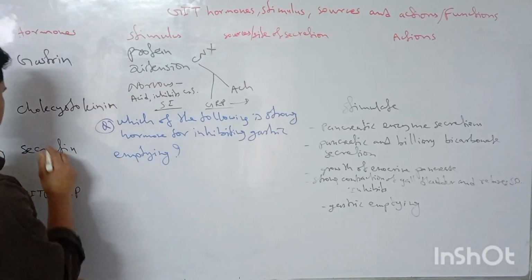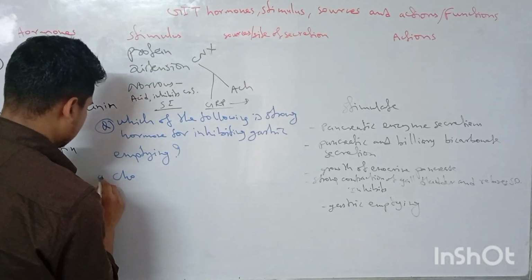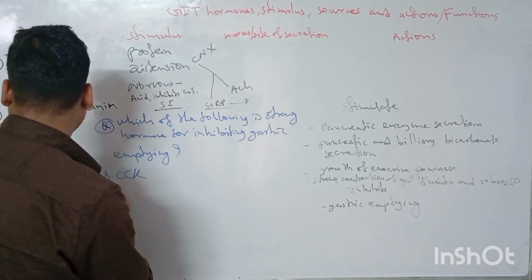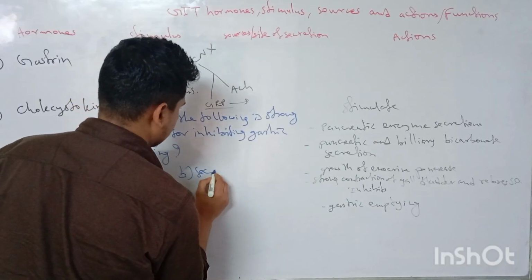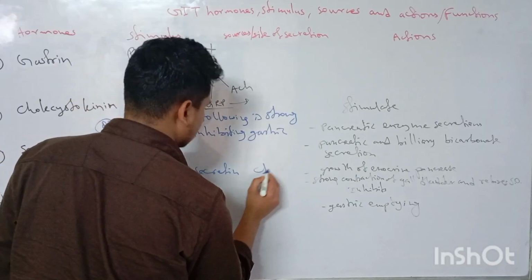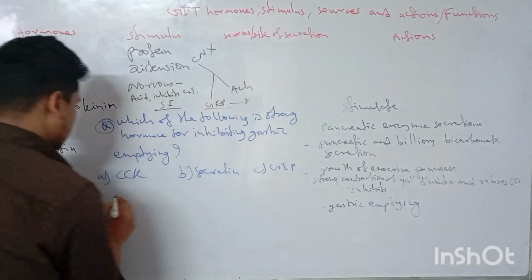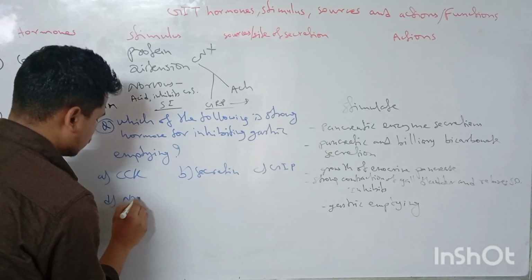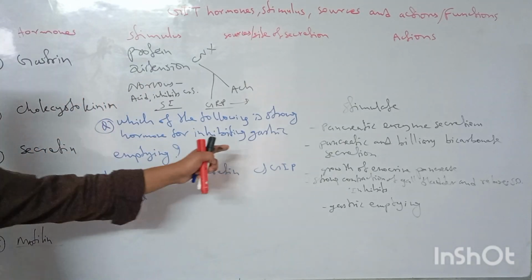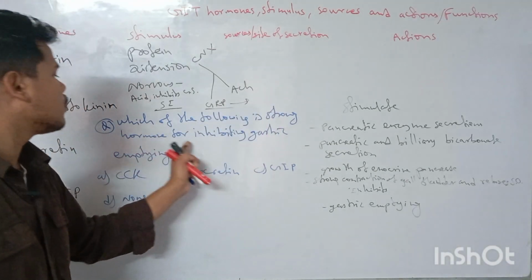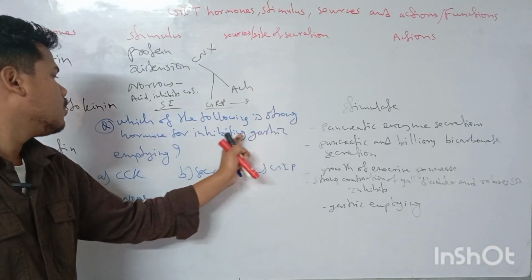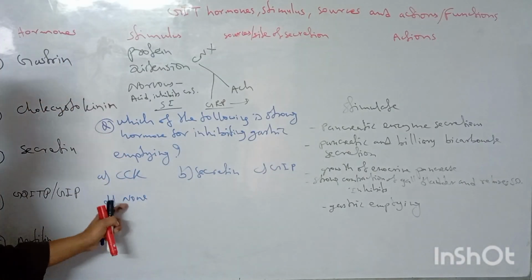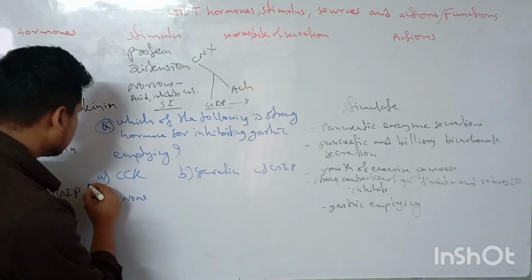Your options are A, cholecystokinin, B, secretin, C is GIP, and D is none. Let's suppose the question is: which of the following is a strong hormone for inhibiting gastric emptying? Options are cholecystokinin, secretin, GIP, and none. So your answer should be cholecystokinin.